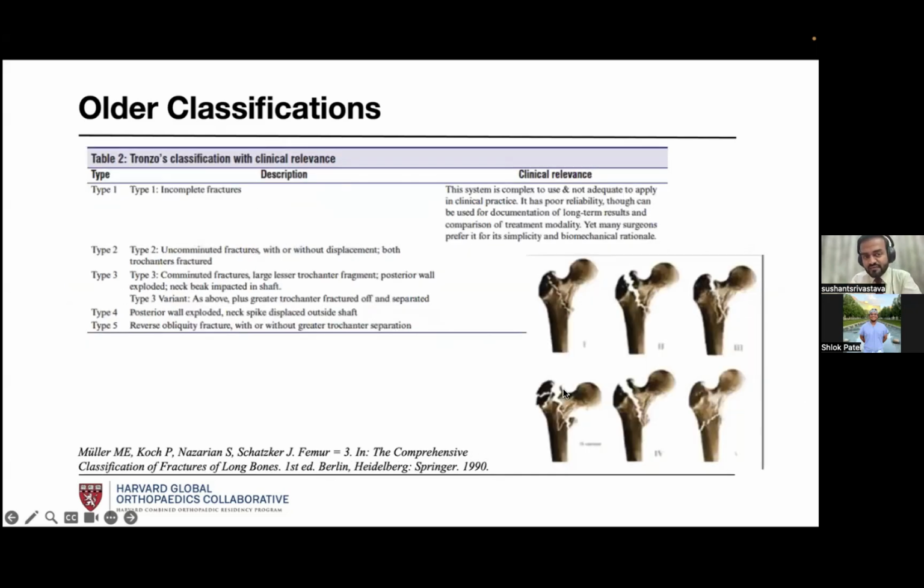Then came Tronzo's classification, wherein the fracture was divided into 5 types. Type 1 was an incomplete fracture. Type 2 was an uncomminuted fracture with or without displacement. Type 3 had 2 things. One was a comminuted fracture, where the greater trochanter was large and the posterior wall was exploded. And type 3 has a variant wherein the greater trochanter was also fractured and separated. In type 4, the posterior wall exploded and the neck spike displaced outside the shaft. And type 5 consisted of the reverse obliquity. And this was described by Tronzo.